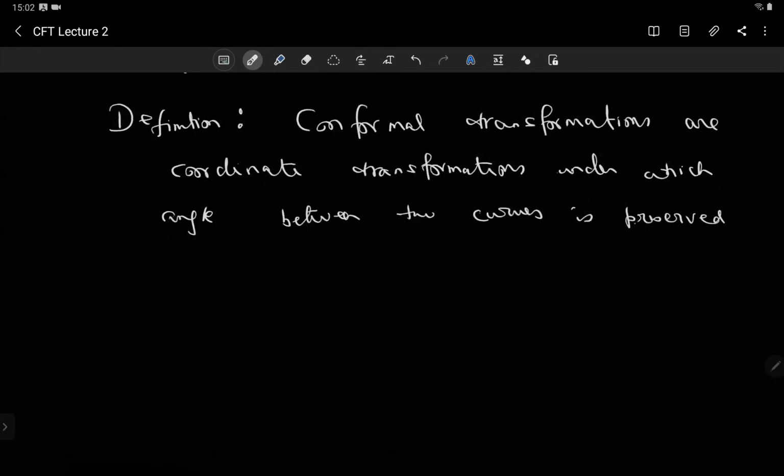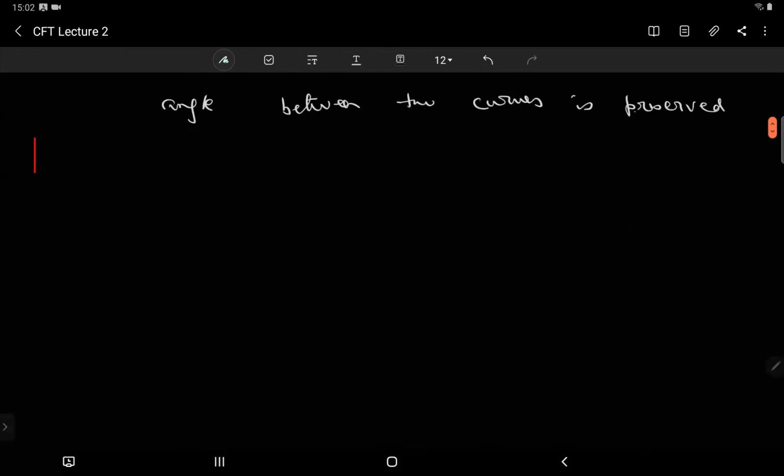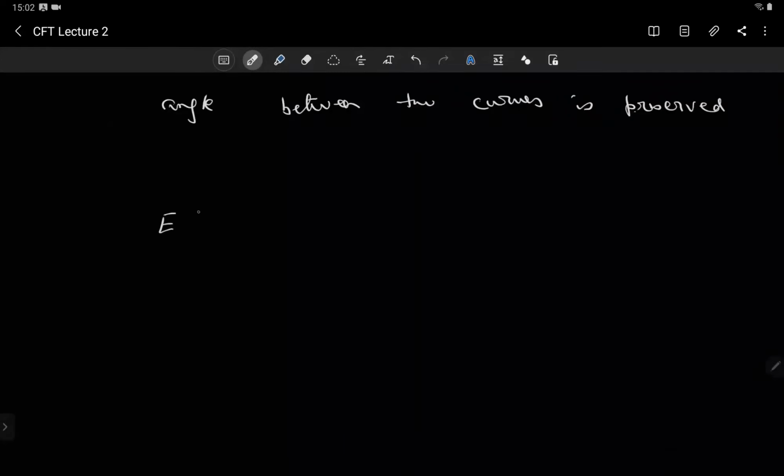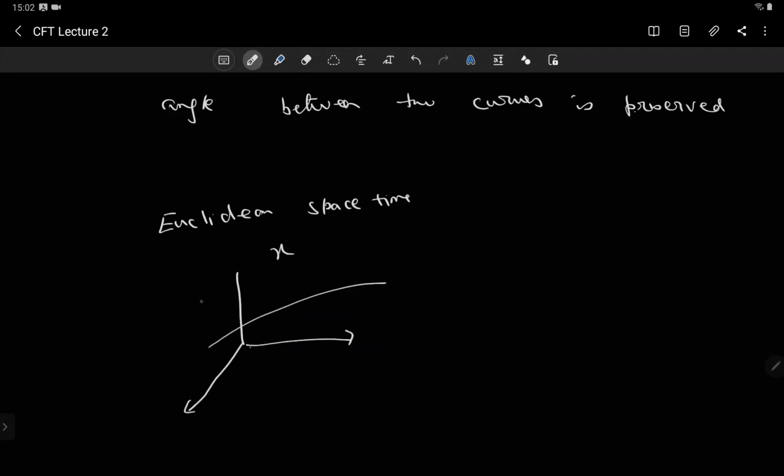So what that means is, let's take a Euclidean... So we looked at two different cases, and throughout the course we will look at both these cases, Euclidean space-time and Lorentzian space-time. If you look at Euclidean space-time, suppose you have one coordinate chart, let's say we call it the x coordinate chart, and in this chart there are two curves. This is curve 1 and this is curve 2, and at this point these two curves are intersecting, and these are the tangent vectors. We call them t1 and t2, and they make an angle alpha.